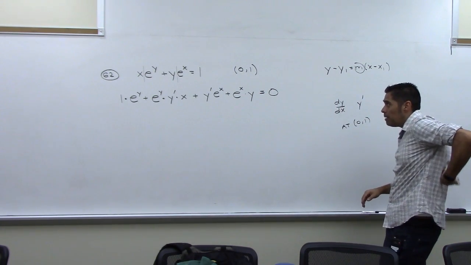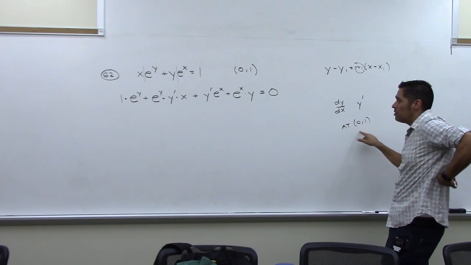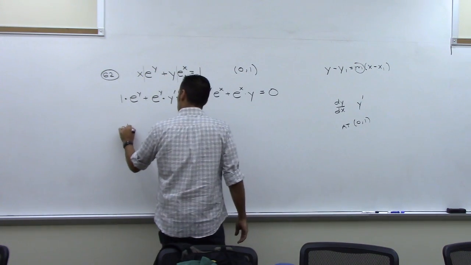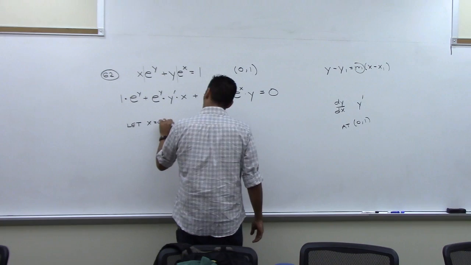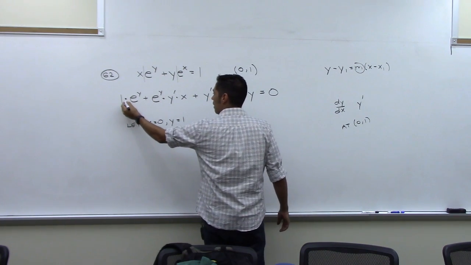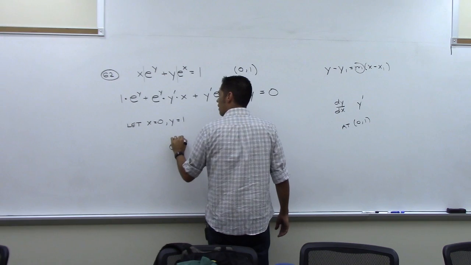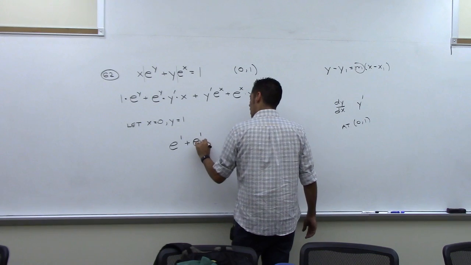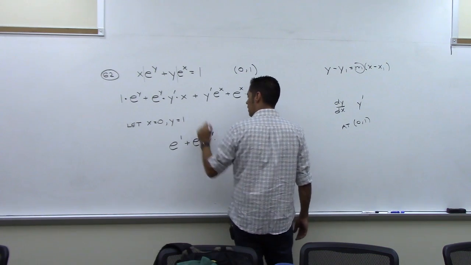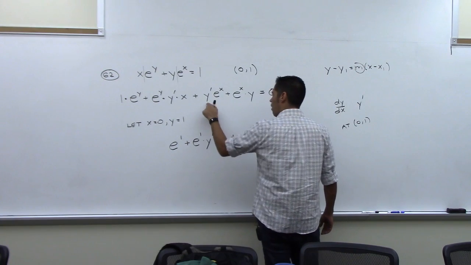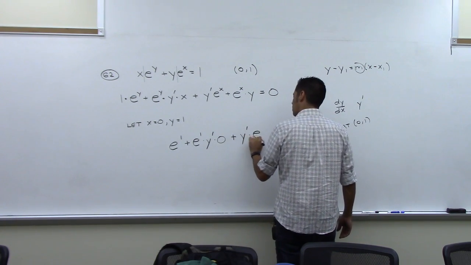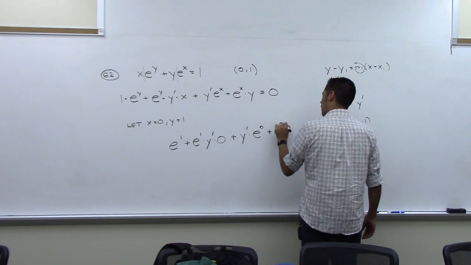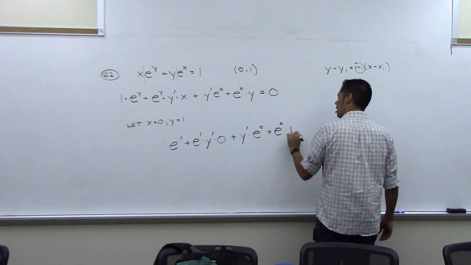So you can see you have y prime in there, which is good, we need that, and we need it at this point. So at this point in time, I'm going to just replace x with 0 and y with 1. So let x be 0 and y be 1. We get e to the 1 plus e to the 1 times y prime times x, but x is 0, plus y prime times e to the 0 plus e to the 0 times y, which is 1. That must be 0.